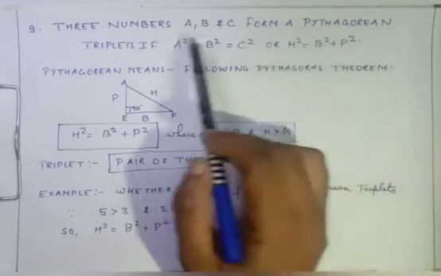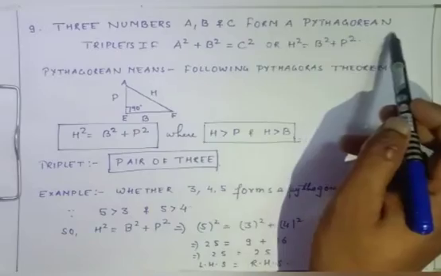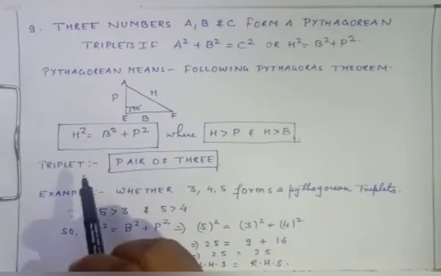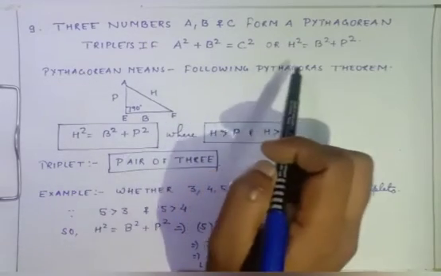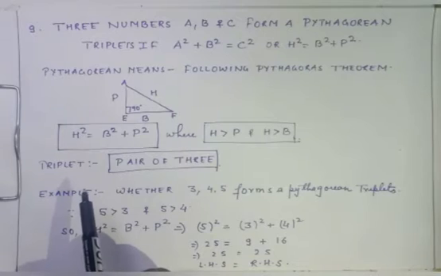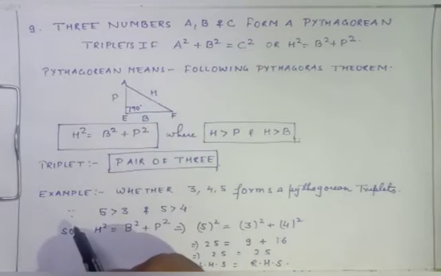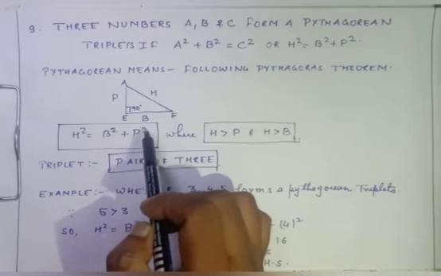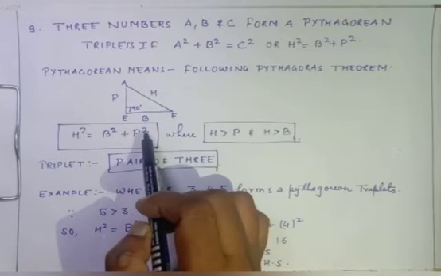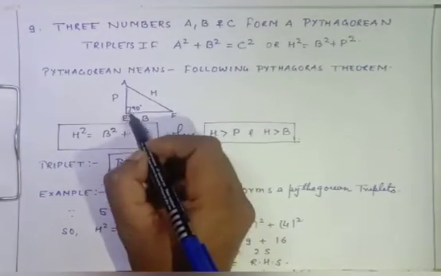Now when we are talking about this property, the first question that arises is: what is a Pythagorean triplet? Let us see the meaning of Pythagorean triplet. Pythagorean means following Pythagoras theorem. I know most of you know what Pythagoras theorem is. It is hypotenuse square is equal to base square plus perpendicular square. When we talk about Pythagoras theorem, we talk about a triangle, a right angle triangle.